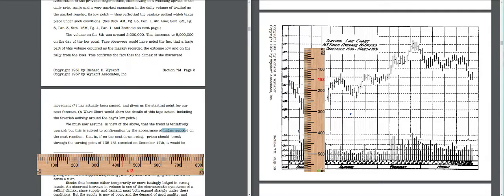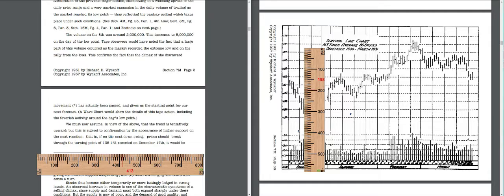I would basically call it confirmation A. There's two confirmations. Don't ask me why. But one is a secondary test and the other is the higher high rally. So over here, he's saying that the trend is tentatively upward because of that sign of strength, but this is subject to confirmation by the appearance of higher support, meaning the pullback after the sign of strength has to hold.